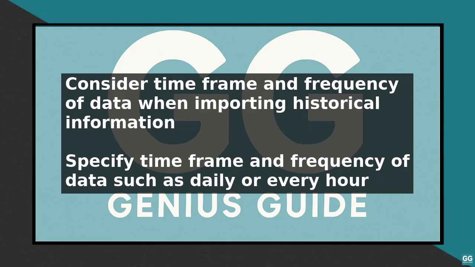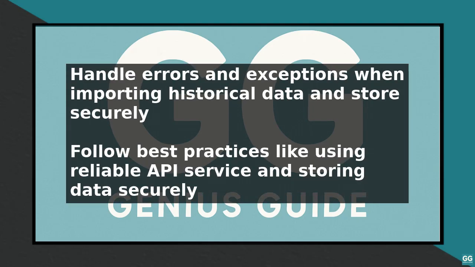It is essential to handle errors and exceptions when importing historical data, such as API rate limits or invalid parameters. Best practices for importing Debank historical data include using a reliable API service, handling errors and exceptions, and storing the data securely. You should also consider the limitations of the Debank API, such as rate limits and data availability.